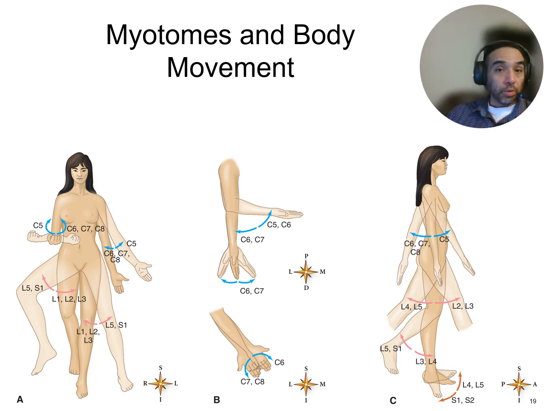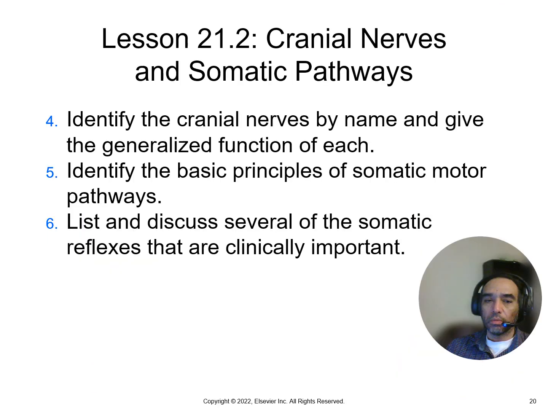Then we have lumbar and sacral myotomes from L2 through S1. L2 is responsible for hip flexion. L3, knee extension. L4 is for ankle dorsiflexion, and S1 for ankle plantar flexion. So doing all these movements will allow a doctor or clinician to determine if something is not well.